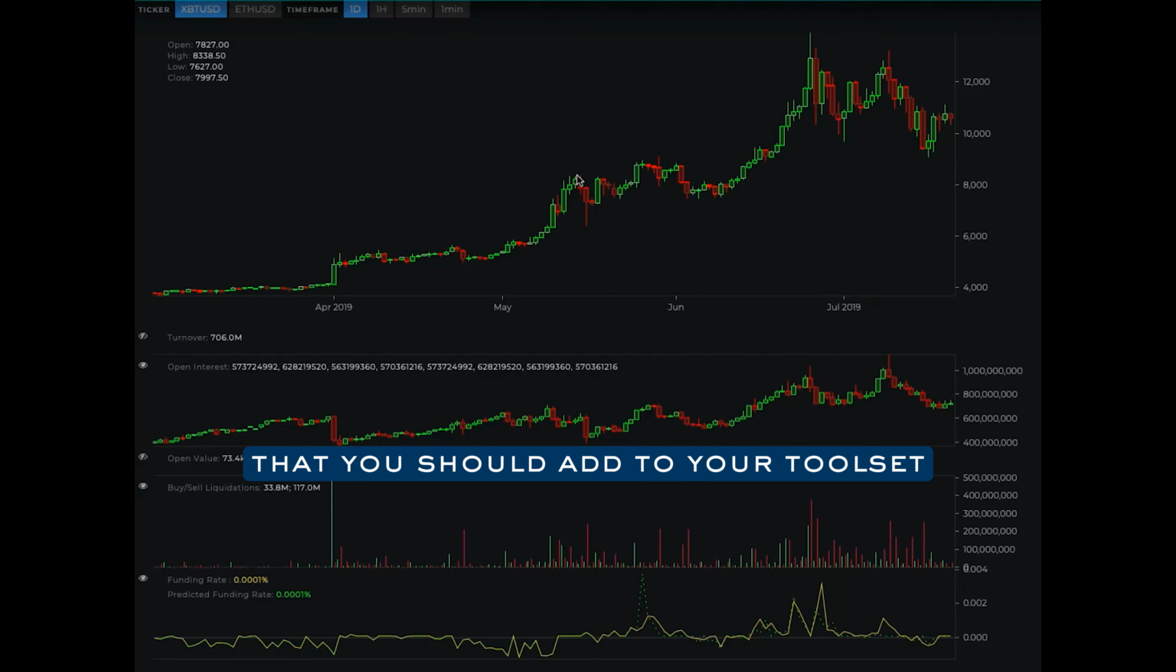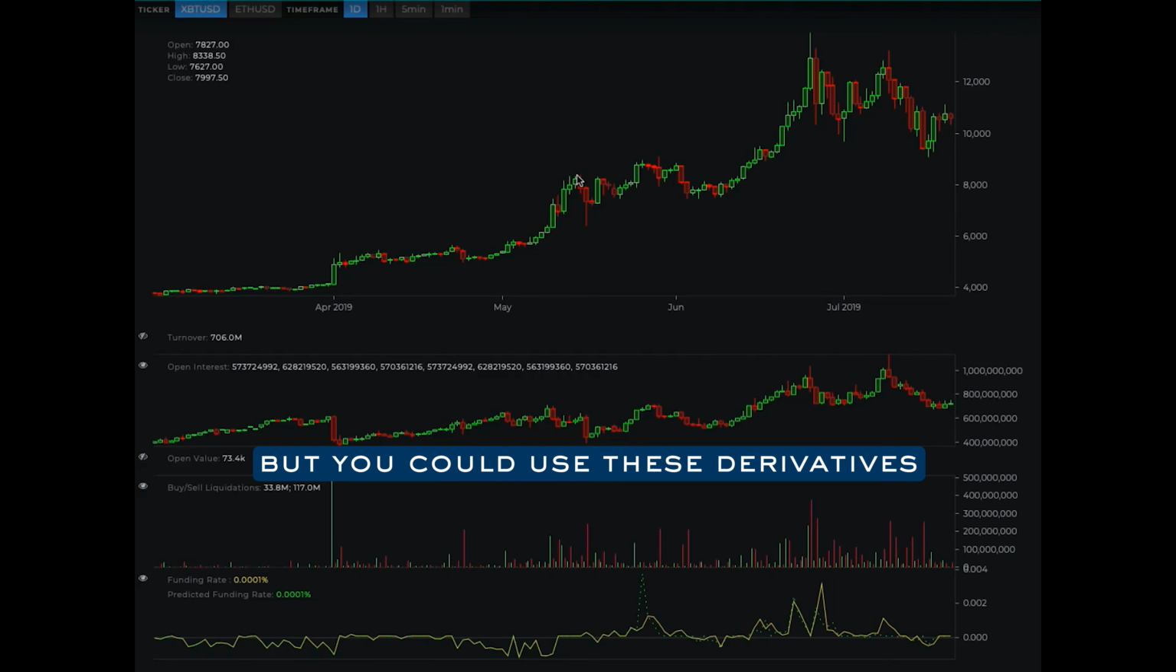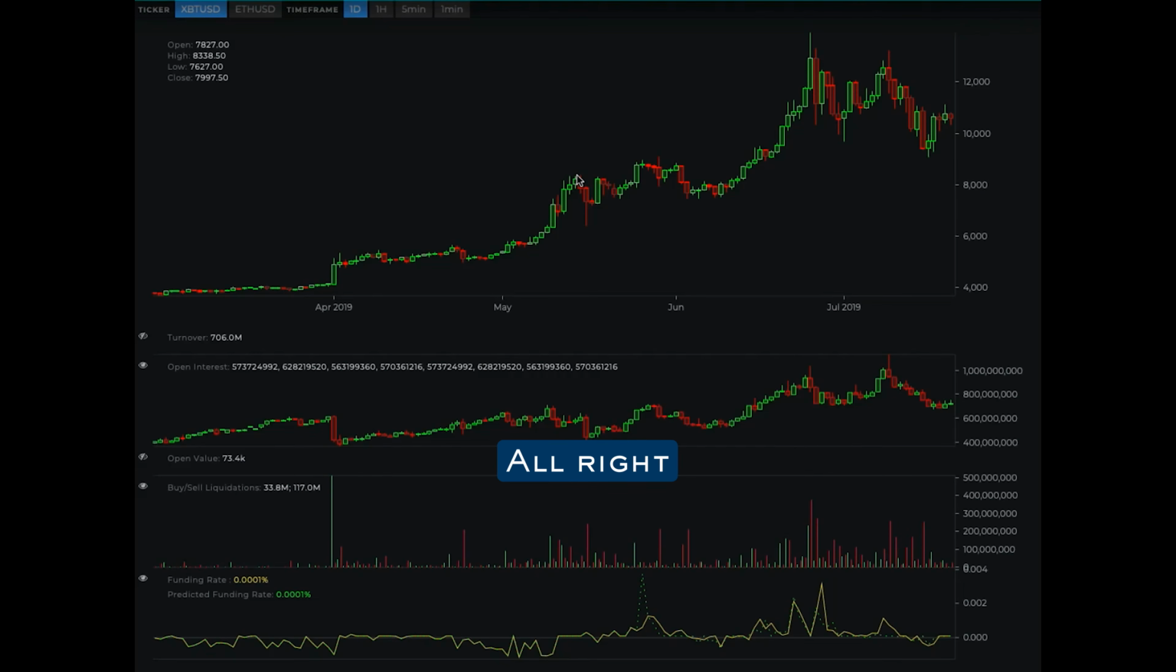So this is just one of those things that you should add to your tool set, or rather your skill set, or both, so that you can potentially develop what is considered an edge in the markets. What gives you the probabilistic advantage in determining something like the near-term or long-term direction for Bitcoin. We're talking about Bitcoin right now, but you could use these derivatives exchanges; some of the other derivatives products are based on Ethereum, Litecoin, and Ripple.